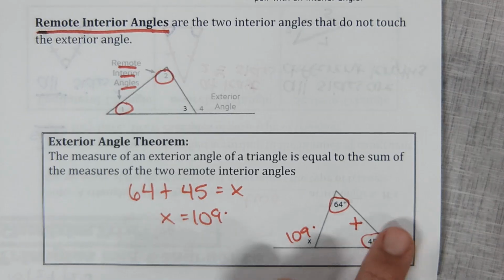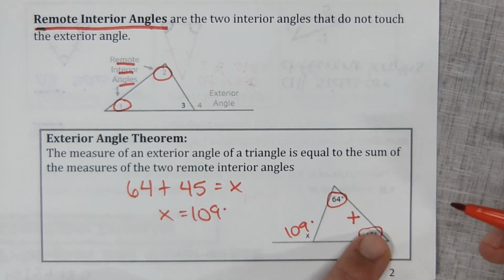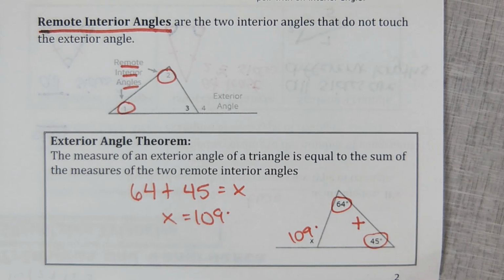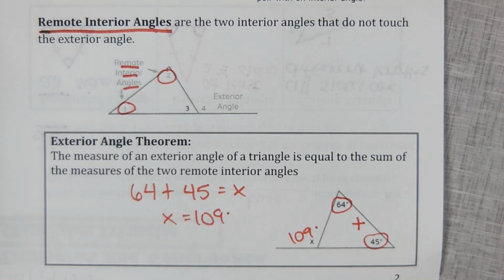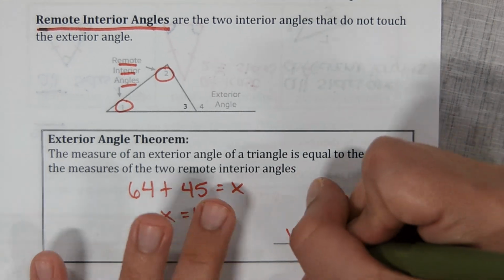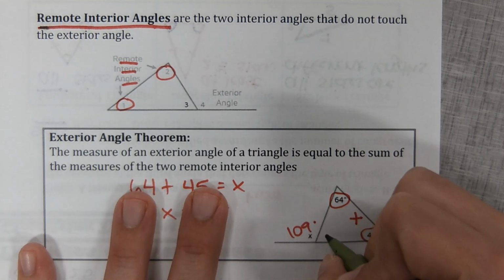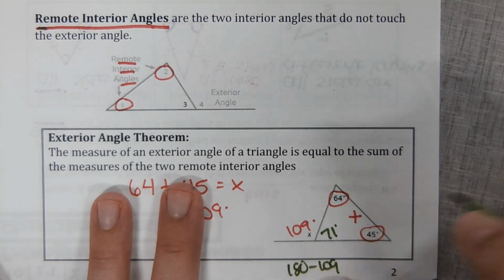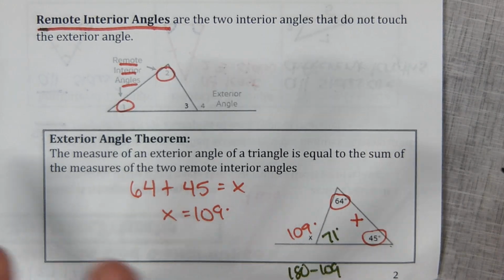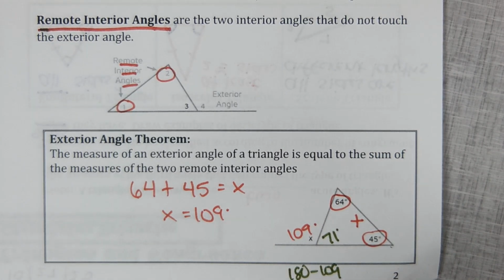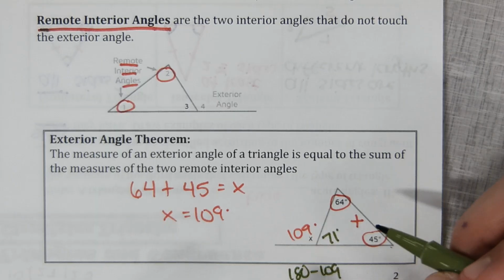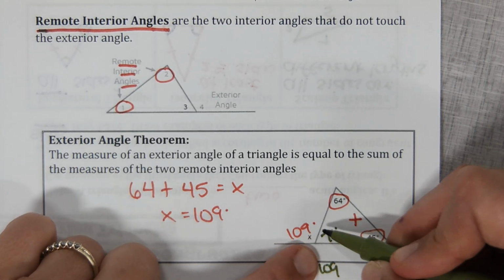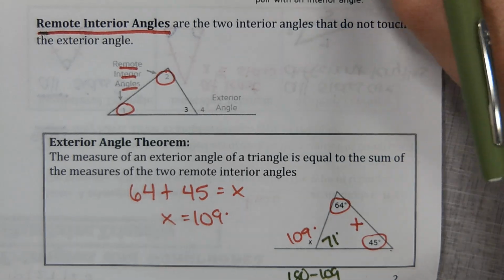Or sometimes in the examples, they won't give you one of these and they'll give you the exterior. You can just do 109 minus 64 to get this angle. Why does that work? Well, these 2 are supplementary. So 180 minus 109 would give you 71 here. And then these 3 would add up to 180. So however you want to figure that out. Technically, if you forgot this rule, you could find this angle and then find the supplement to that to find this. But whatever works.